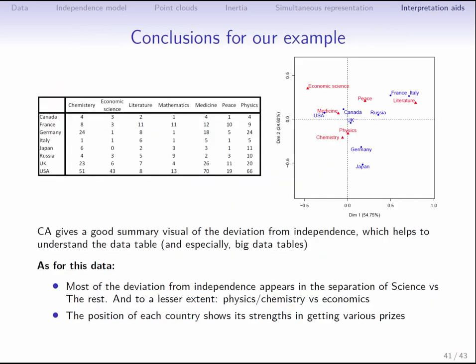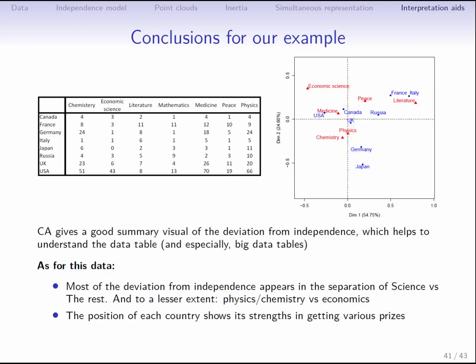So, what is the overall conclusion we can make about the Nobel Prize data? Well, first, it shows that even on small data sets, correspondence analysis can give us a nice visual representation of the deviation from independence, which can help us decrypt the table better. This will be even more true for larger data tables. In the Nobel Prize data, we have seen that essentially the deviation from independence is structured as a separation between the scientific prizes and the rest, and to a smaller degree between physics and chemistry and the economic sciences.